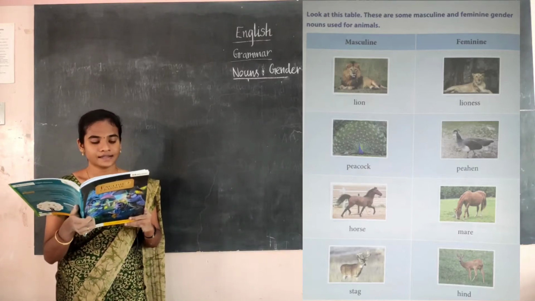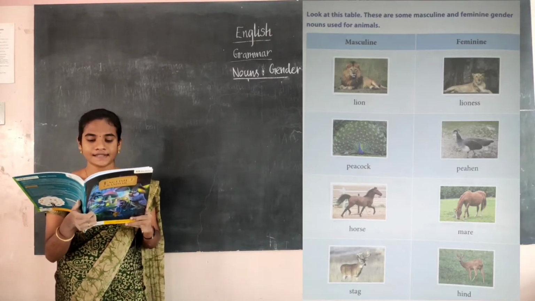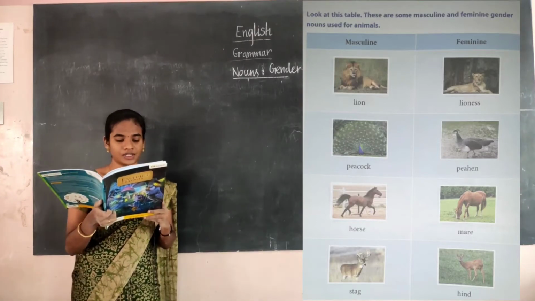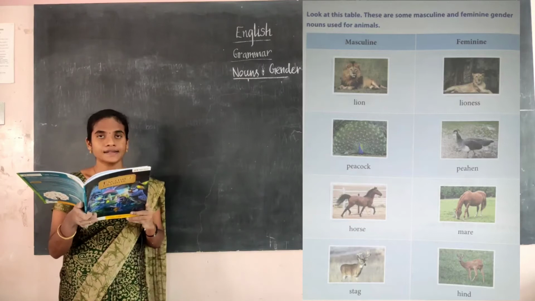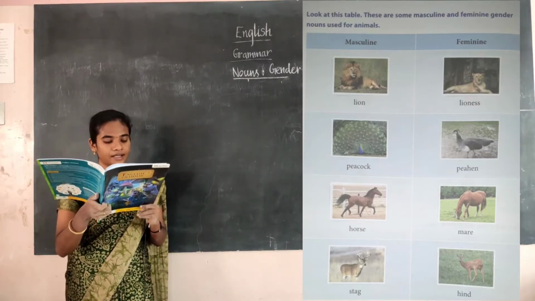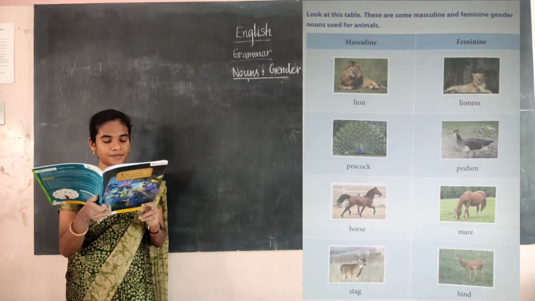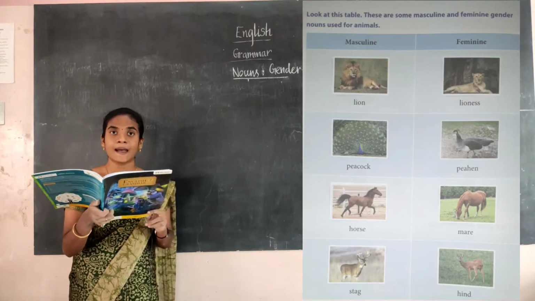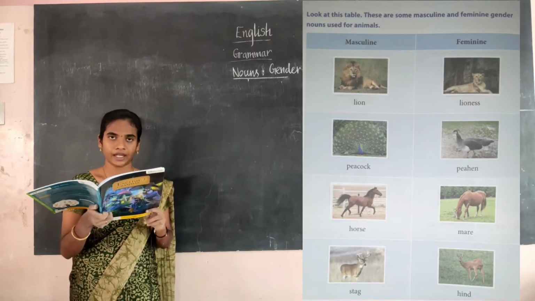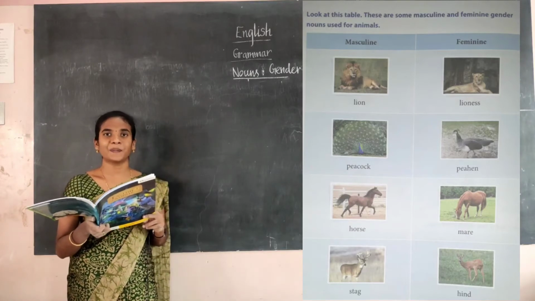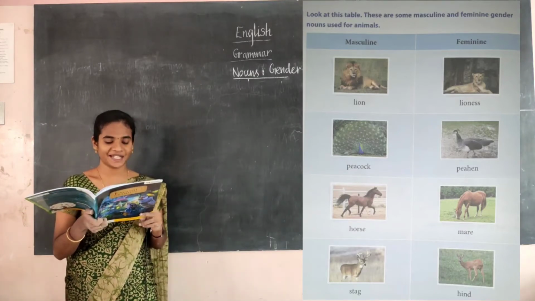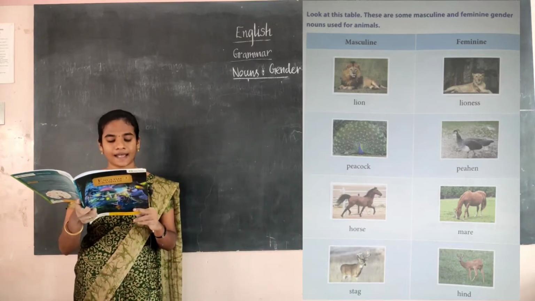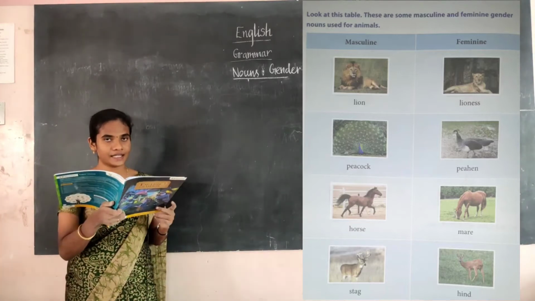The male horse is known as the horse, the female horse is known as the mare. The spelling is different, so please refer to this. Horse, mare. Now see the last picture. It is a stag. Stag means male deer. What do you mean by deer? Deer means fawn. The male deer is known as the stag.